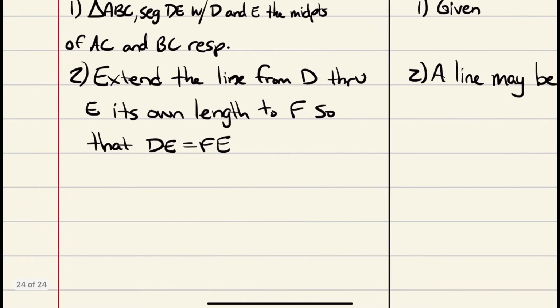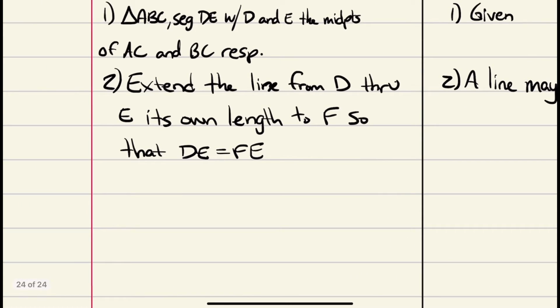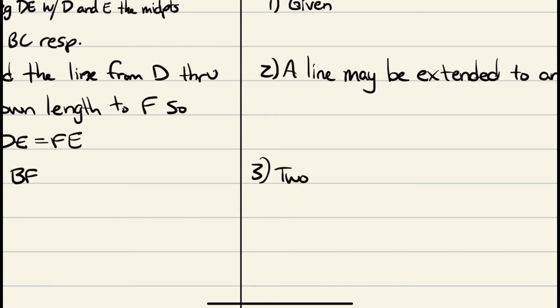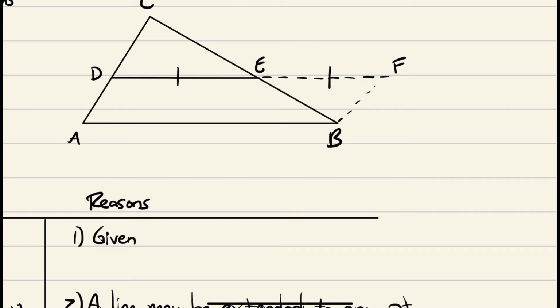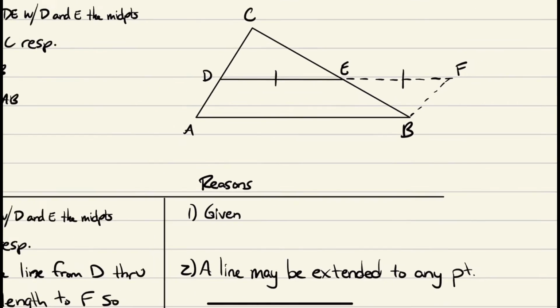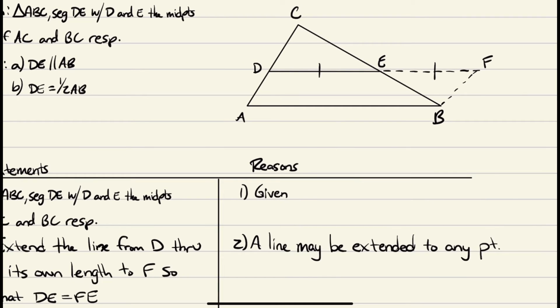Number 3. Now we're just going to connect those 2 points that we have and form a triangle. We're going to draw BF, because 2 points determine a straight line. Okay. So let's connect these 2 points here. There we go. We just created a triangle here.